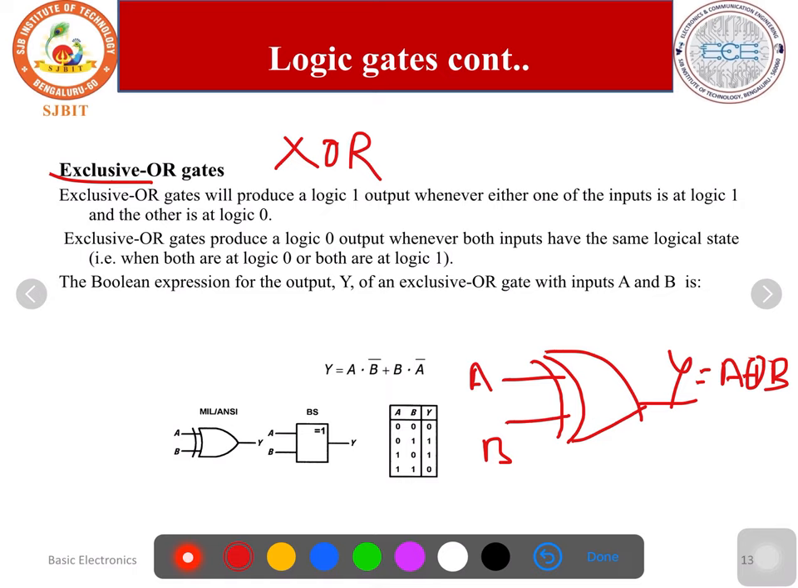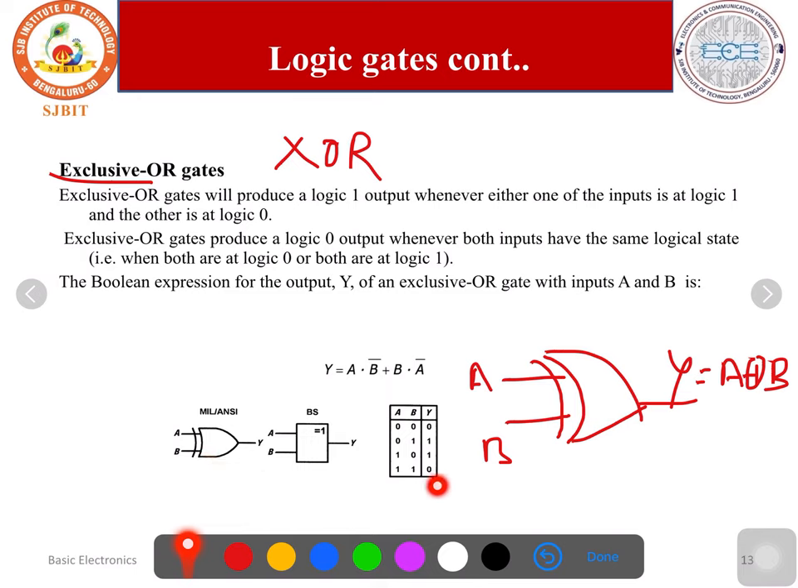Then coming to the truth table, 0 XOR 0 is 0 because exclusively one of the inputs should be high to make the output high. 0 1, one of the inputs is high, so make output high. 1 0, one of the inputs is high, make high. But here both the inputs are high, so make the output 0. Exclusively only one of the inputs should be high for a 2 input XOR gate.